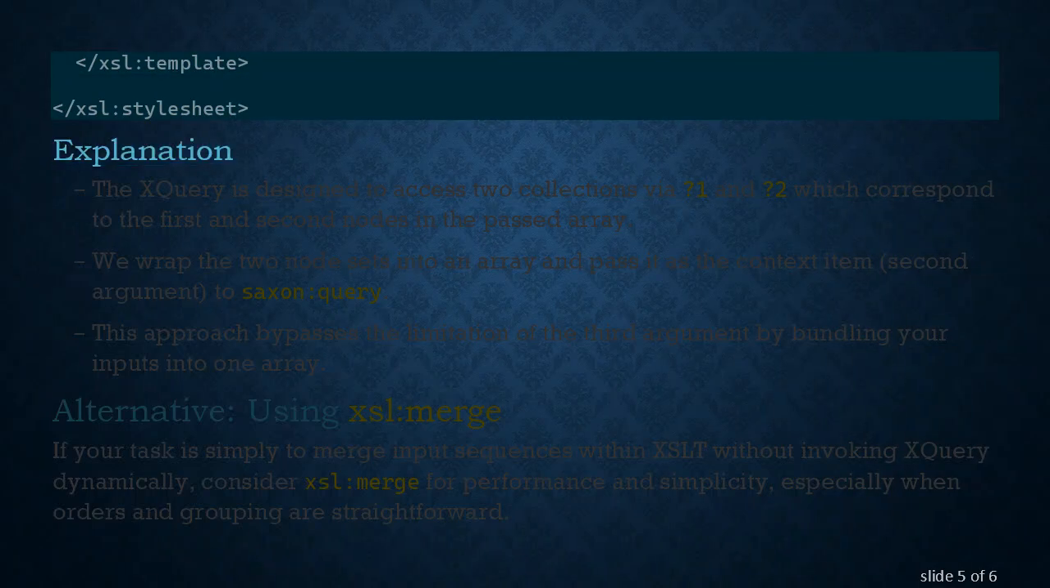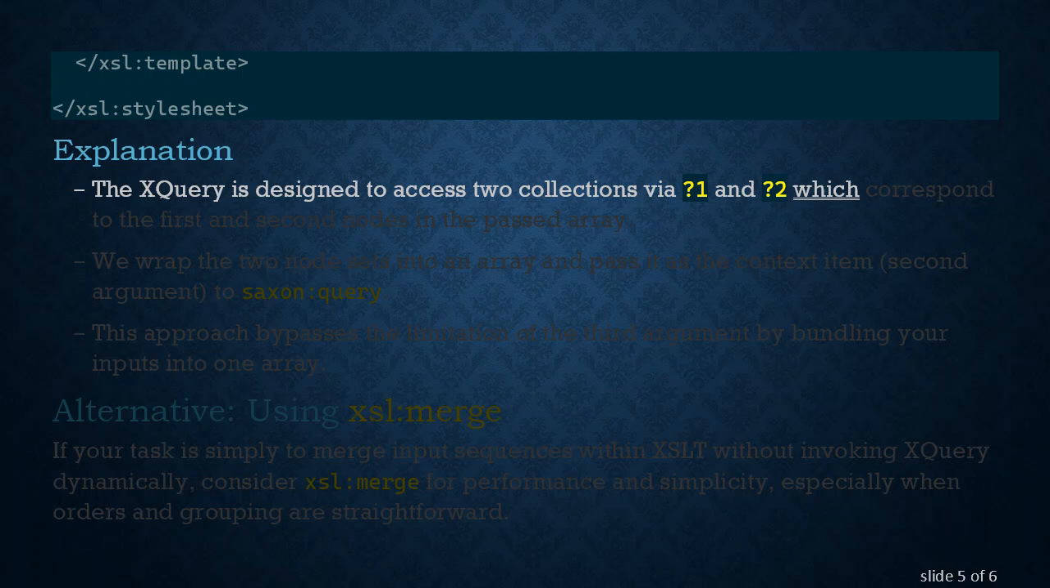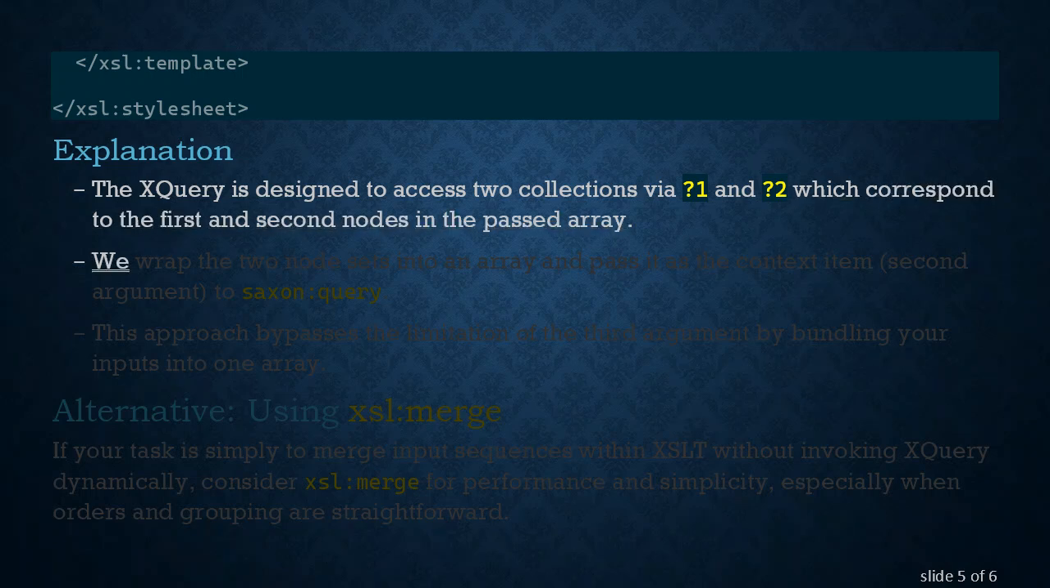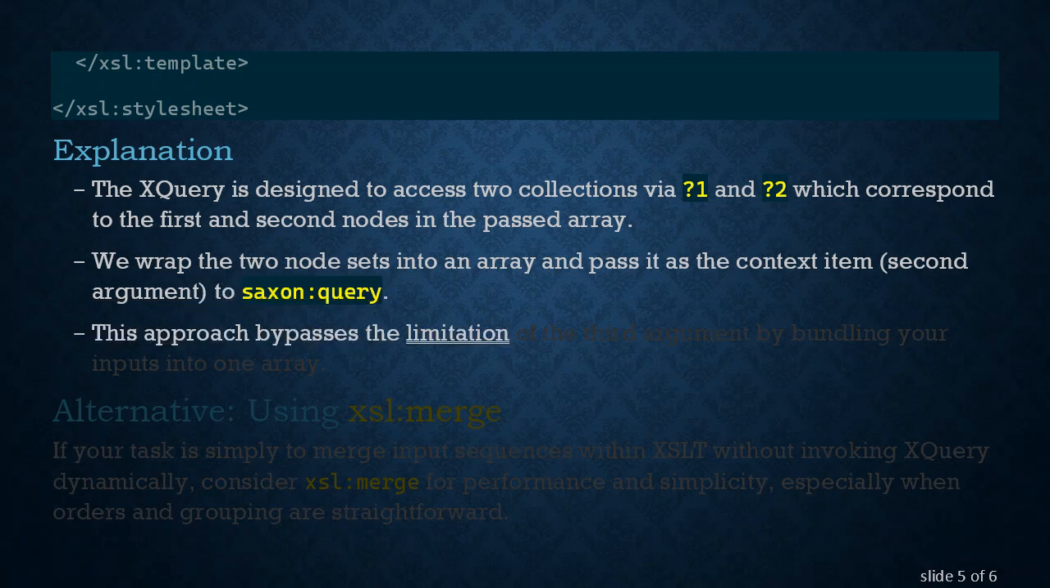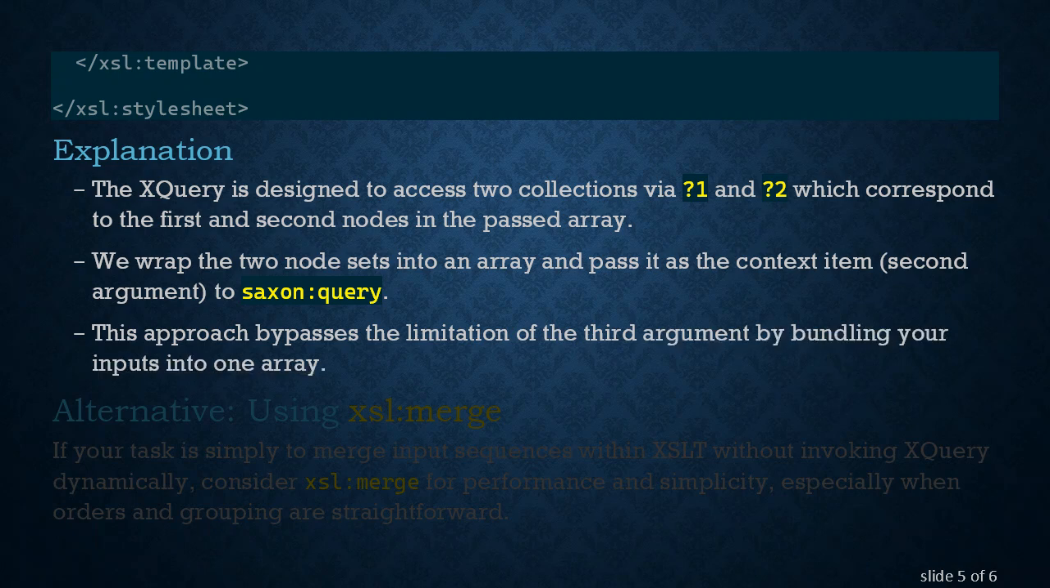Explanation. The XQuery is designed to access two collections via ?1 and ?2, which correspond to the first and second nodes in the passed array. We wrap the two node sets into an array and pass it as the context item, second argument, to Saxon XQuery. This approach bypasses the limitation of the third argument by bundling your inputs into one array.